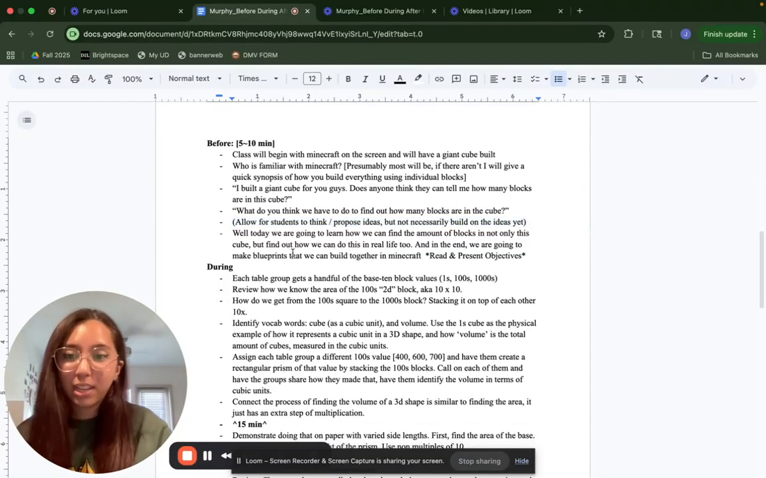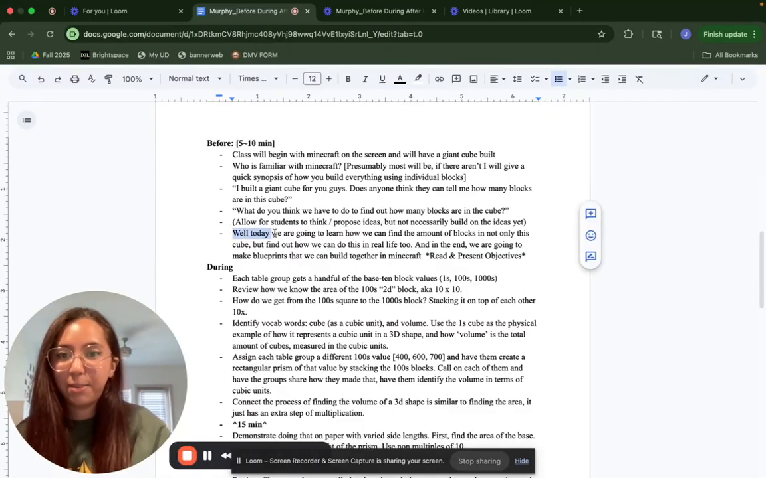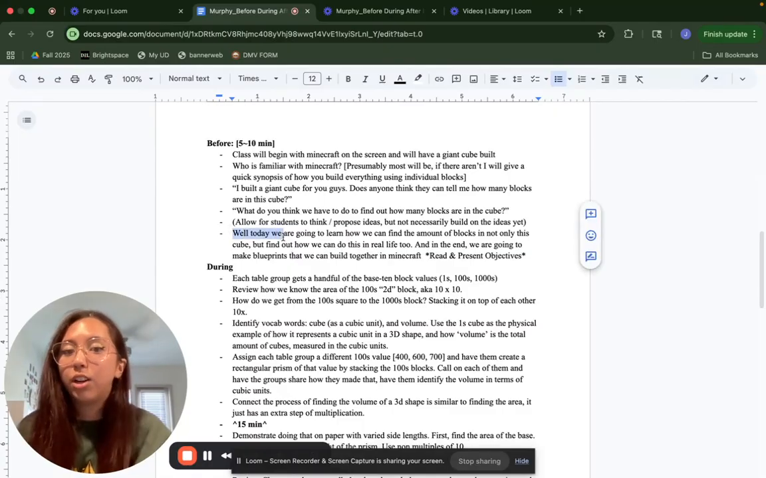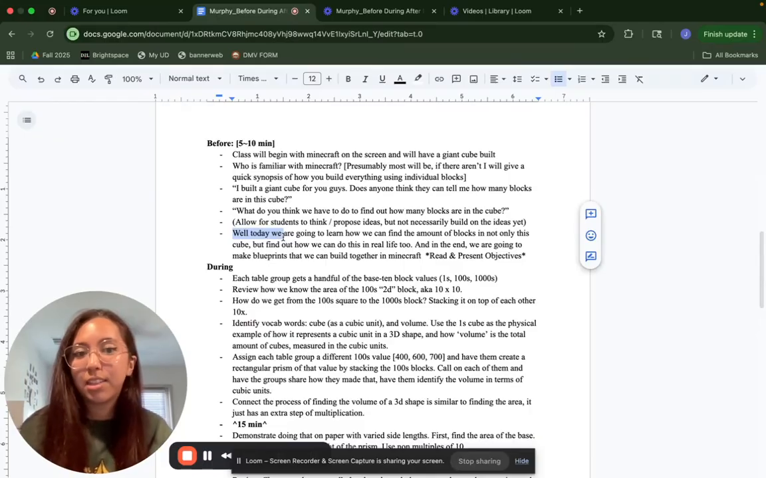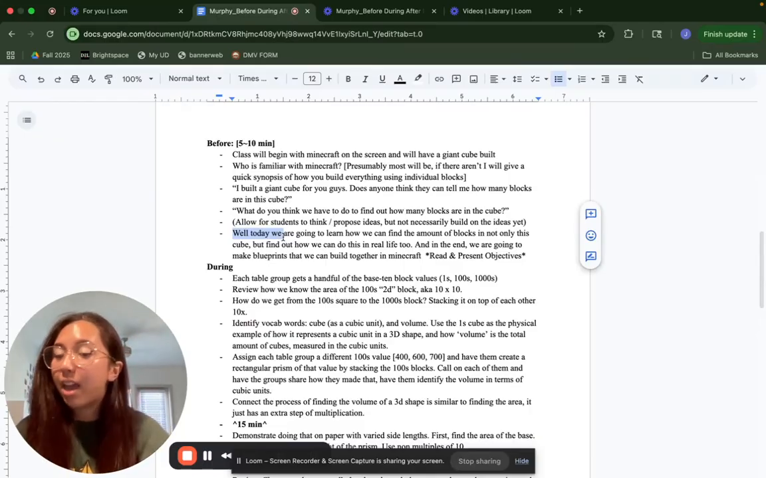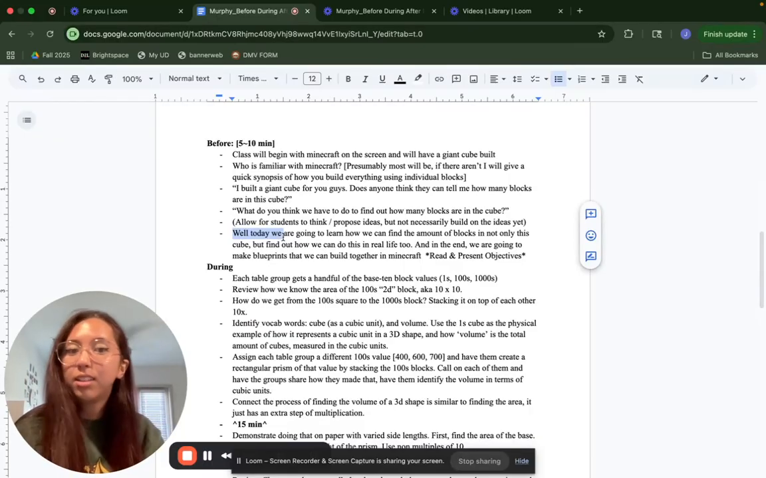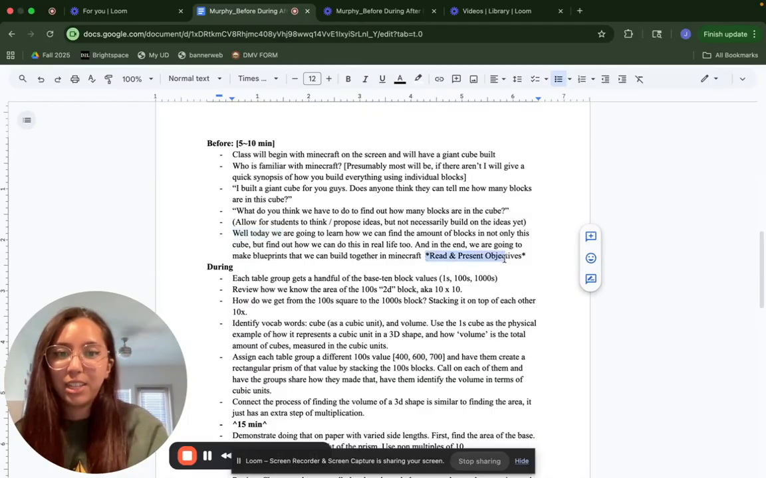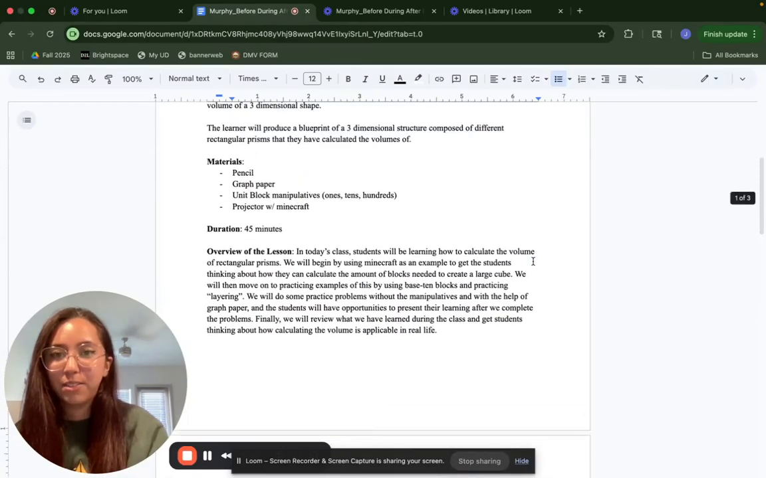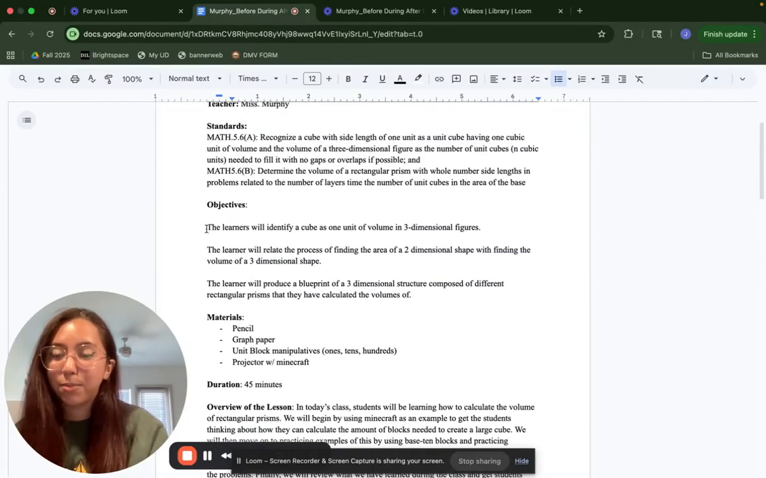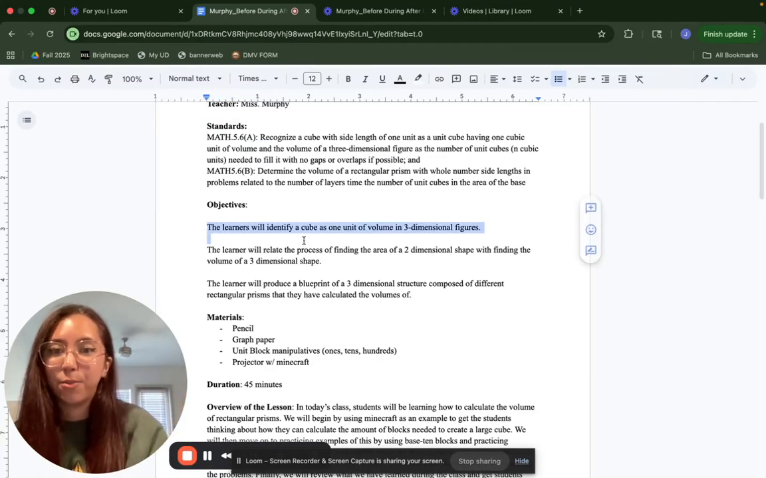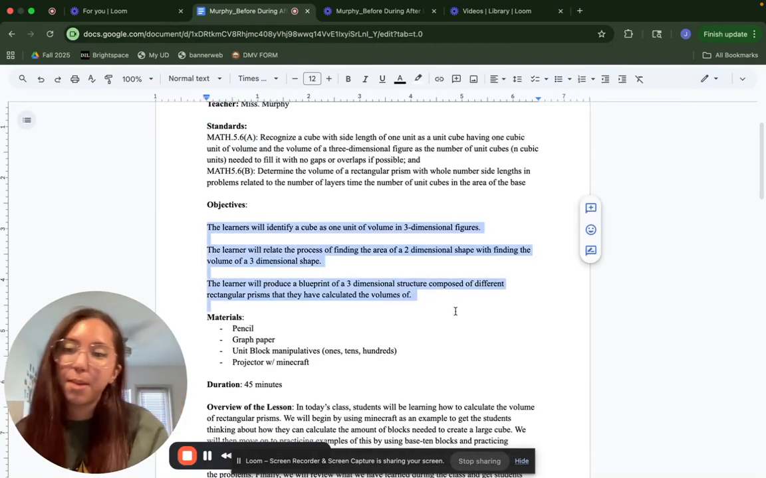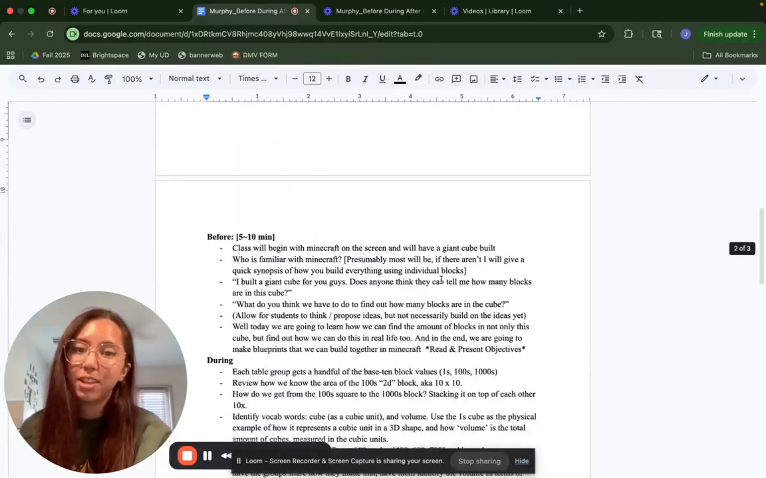In which, after I give them that opportunity, I'm going to say, well, today we are going to learn how we can find the amount of blocks in not only this cube, but how we can do it in real life as well. And at the end, we're going to make blueprints that we can build together in Minecraft. So I just started here, read and present objectives, which I would like to put on a slideshow and read off these three objectives that I previously mentioned to students.